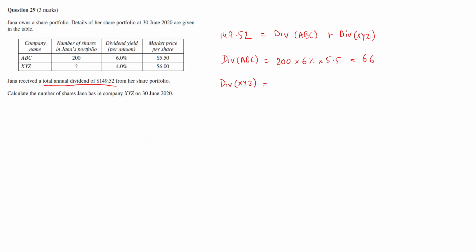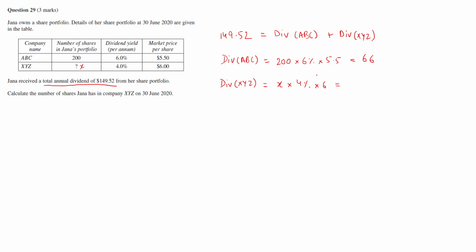Dividend for XYZ, again, you'll use the same formula. You can call it whatever you want. You can call it X. X multiplied by 4% multiplied by $6, right? So it's whatever that works out to be.